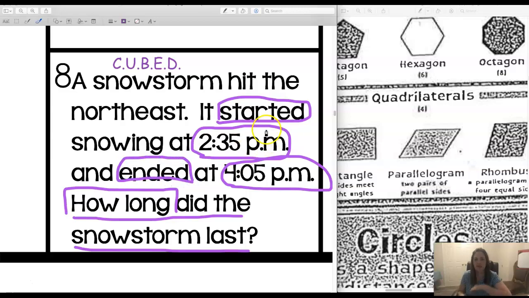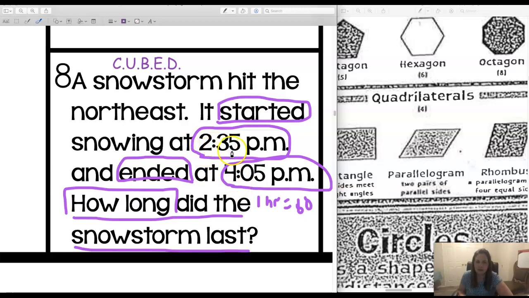We're going to think, evaluate, E. What do I need to do? Well, I just need to find the difference between this time and this time. And D, draw a picture. I don't know that I really need to draw a picture for this one. But you do need to know about time. So you need to know that 1 hour equals 60 minutes. That's important. I can see that this is more than an hour apart.